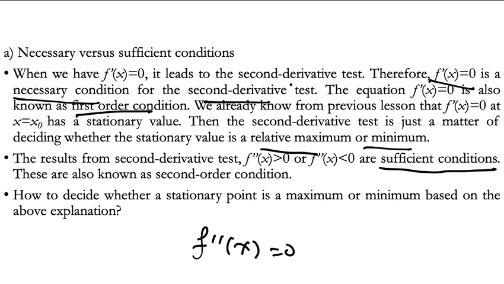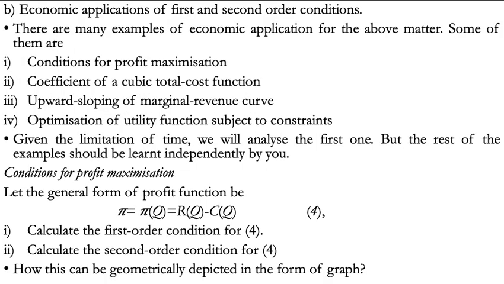Now, we want to move to the economic applications of first and second order conditions. Actually, there are many examples: for instance, conditions for profit maximization, coefficient of a cubic total cost function, upward sloping of the marginal revenue curve, optimization of a utility function that is subject to a constraint. But we have limited time, so we want to look at the first one here, which is the condition for profit maximization.